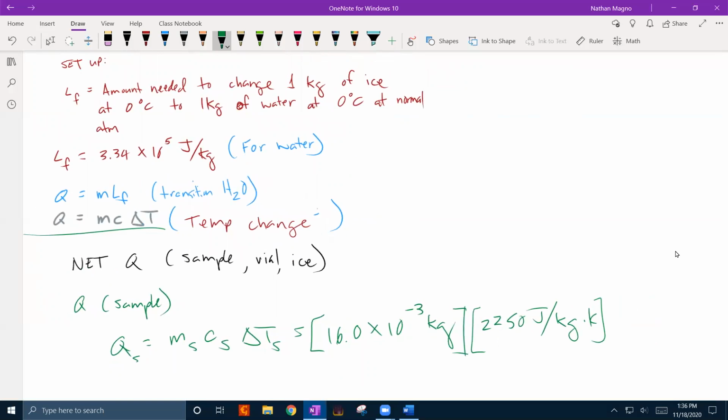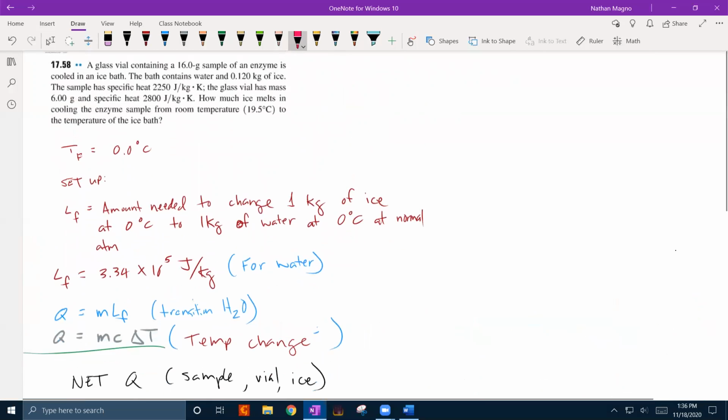Okay. And times the temperature, negative 19.5 degrees Celsius. And you might be wondering, hey, there's Kelvin here, but you're using Celsius. As long as you're consistent in this case, it should be fine. Because if I convert this 19.5 degrees into Kelvin, I'm just going to do the same thing for our final temperature.